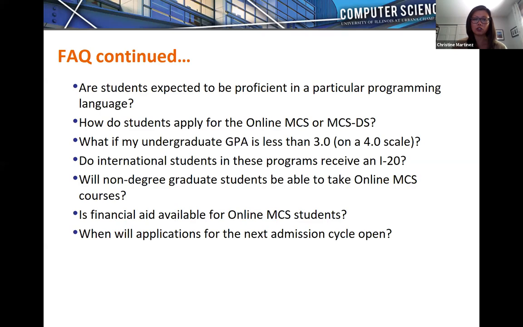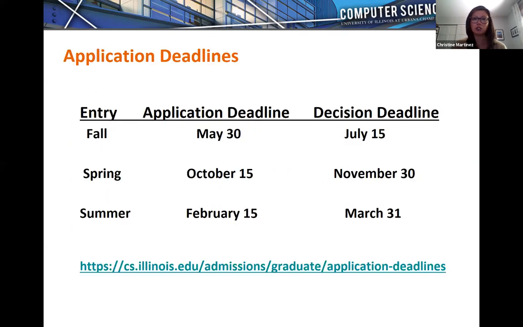The next slide actually will show when the application deadlines are. So we have entries in the fall, spring, and summer, and then the corresponding application deadline. So for fall, the application deadline is May 30th. The decision deadline is July 15th. In the spring, the application deadline is October 15th, which is coming right around the corner. And then the decision deadline is November 30th. For summer admission, the application deadline is February 15th, and then the decision deadline is March 31st.